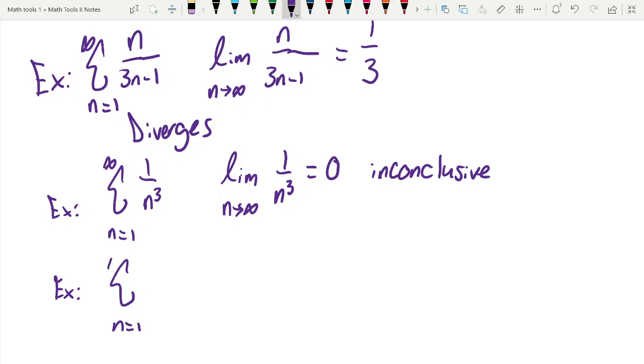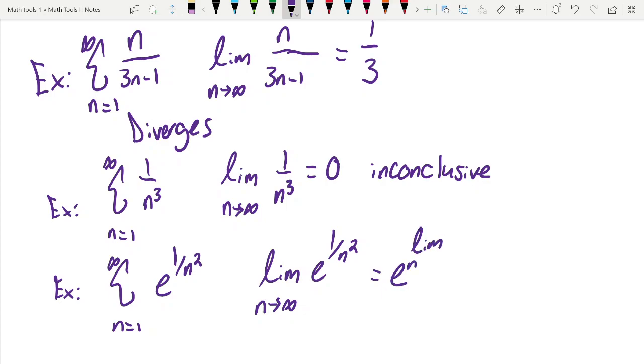Last one here, the sum from n equals 1 to infinity of e to the 1 over n squared. Here we have the limit as n goes to infinity of e to the 1 over n squared. Remember, you can take the limit into the exponent here. So this is equal to e to the limit as n goes to infinity of 1 over n squared. This part is 0, so we get e to the 0, which is equal to 1. So it's not equal to 0. Again, this tells us right away that it does diverge.